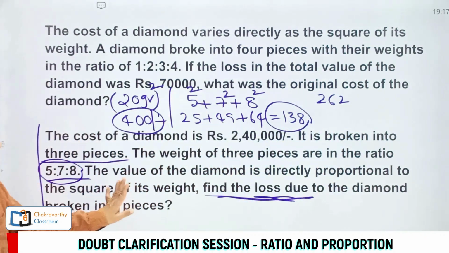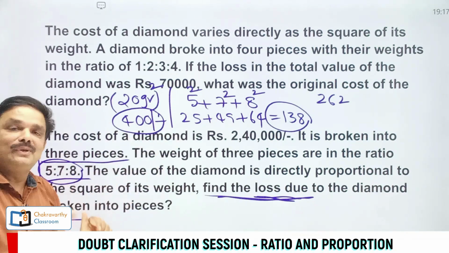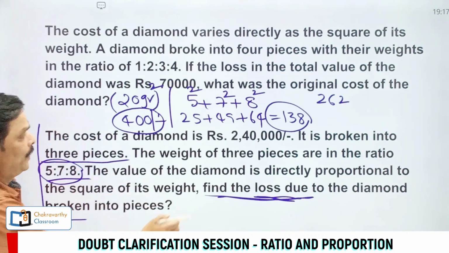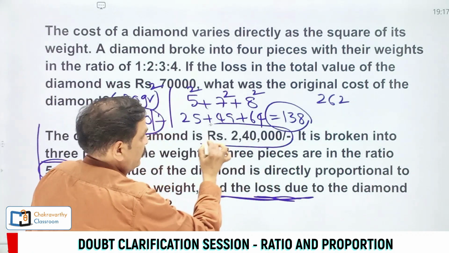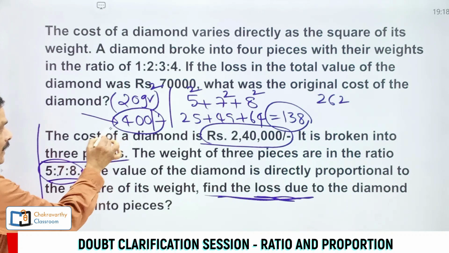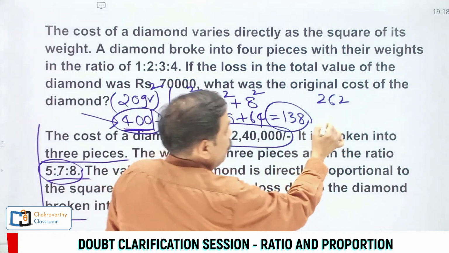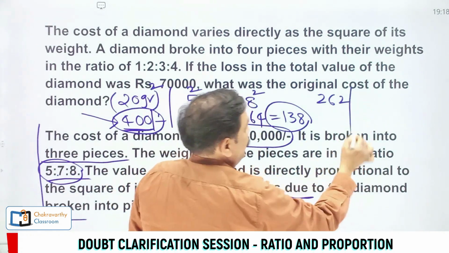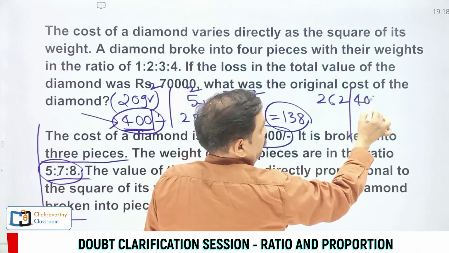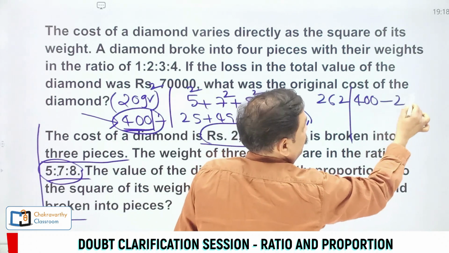In the same way, students, here 262 is the loss. Now I need to find out the actual loss. You have to use the unitary method. How to use the unitary method? Many ways are there. Now what I do, they have given the original cost here, and with my imaginary numbers I got the original cost as 400. That means if the original cost is 400, my loss is 262, isn't it?